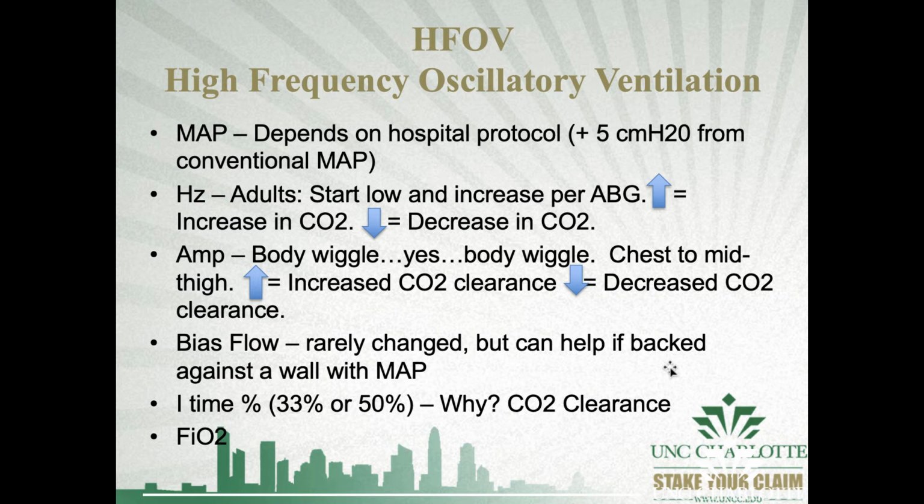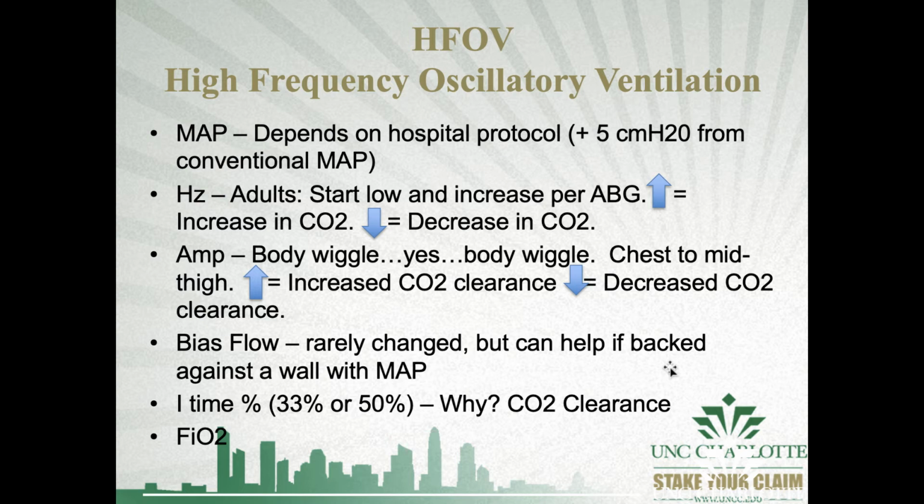So the oscillator, if you look at it, it looks like an ancient machine, right? You don't have any waveforms, you don't have anything like that. You have your MAP, you have your frequency, you have your amplitude, you have your bias flow, you have your I time percentage, and then you have your FiO2. You have your alarms, of course, as well. So in a way, it looks intimidating, but it really isn't. You can set things fairly directly, but you have to understand what you're affecting with each thing, as with a normal ventilator. So let's talk about our MAP, or mean airway pressure.